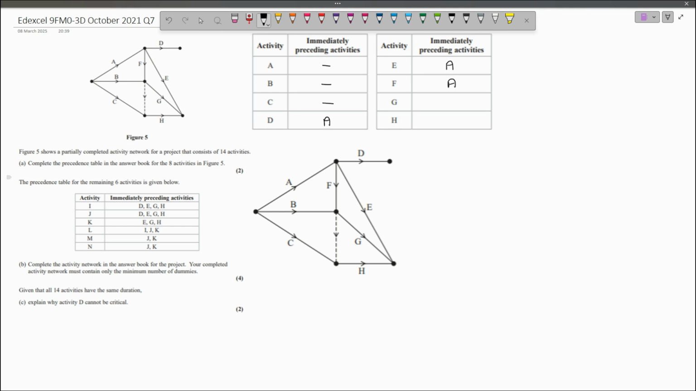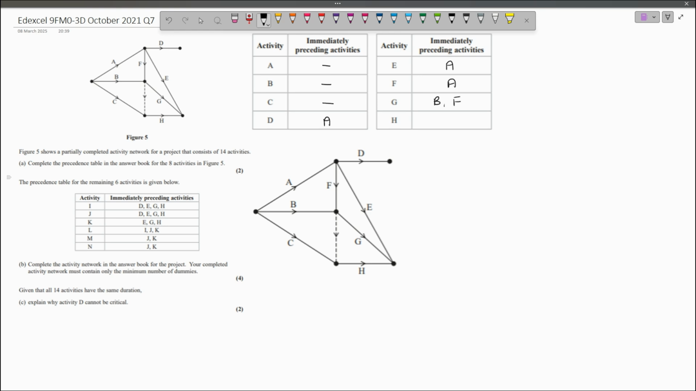Finally, we're moving on to G and H. And in order to do activity G, you need to have done activity B going into the event before G, and you need to have done activity F going into the event before G. So G has immediately preceding activities B and F, and finally H.